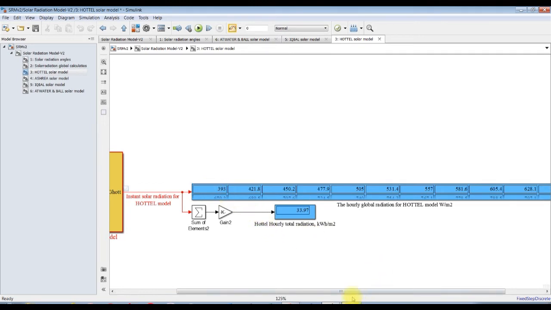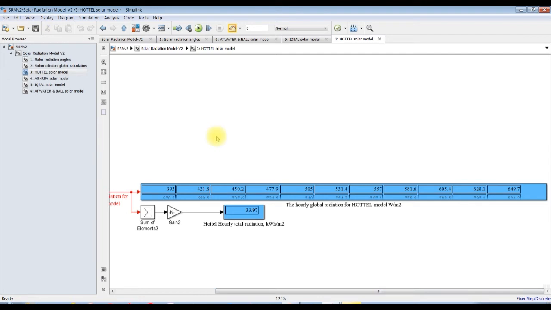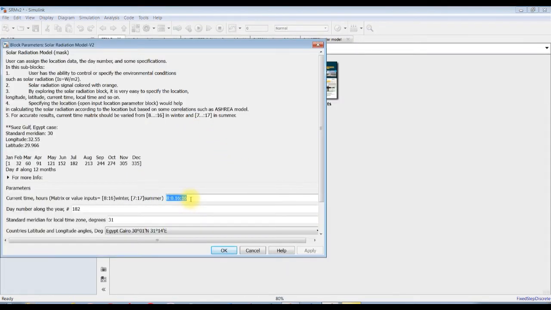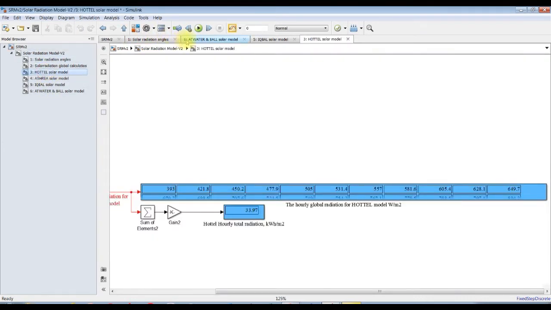Okay, this is our model. This is our specific data. Let's turn back again here. Let it be step 1, in order to show our matrix. And let's run our model again.